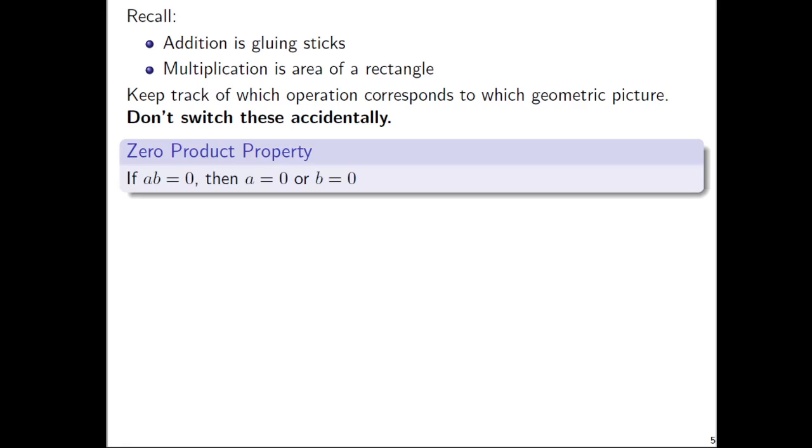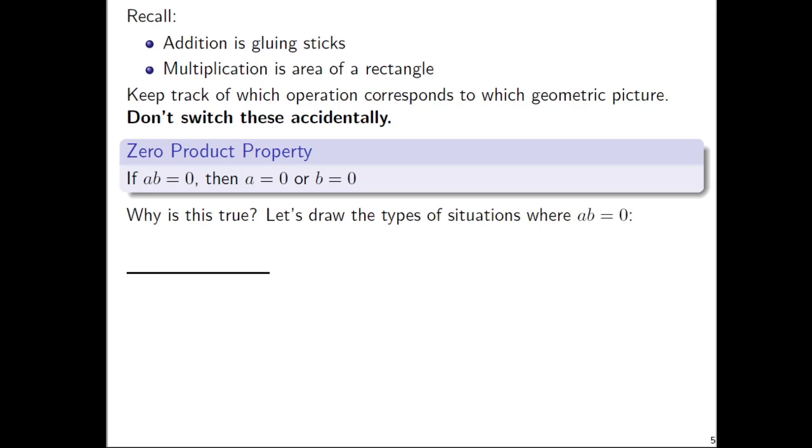It reads like this. If a times b equals 0, then a equals 0 or b equals 0. So why is this true? Well, let's draw the types of situations where a times b equals 0. A times b, remember, times, that's multiplication, is the area of a rectangle. So how could a rectangle have area 0? Well, this is what the rectangle could look like.